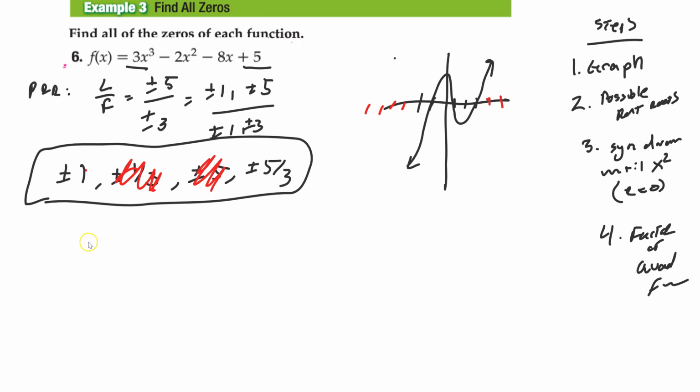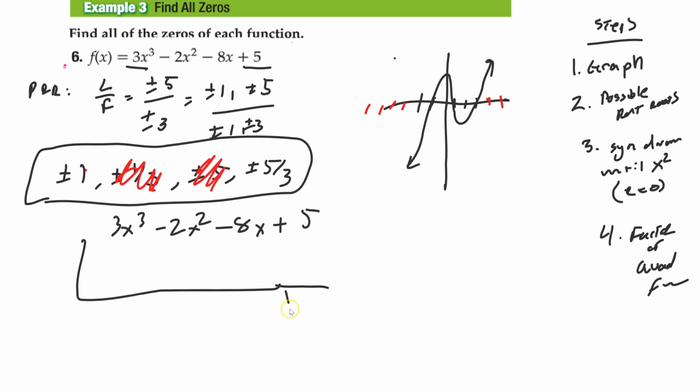So, let's do synthetic division. Alright, so I have 3x cubed minus 2x squared minus 8x plus 5. I want a 0 there at the end, right? That's the whole point of this. I want it to be a root. And then we just guess. I'm going to use 1 first. Let's see if 1 works.